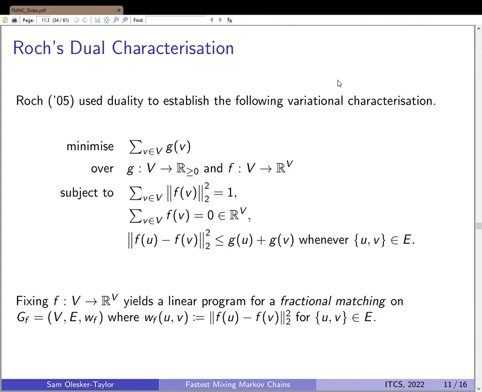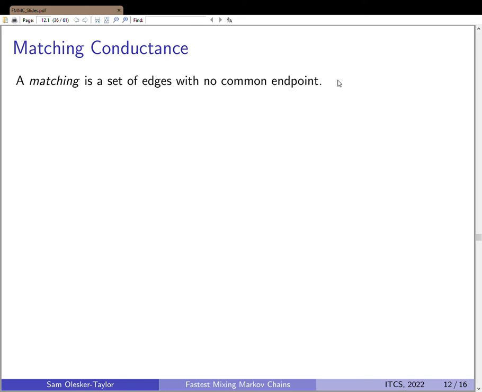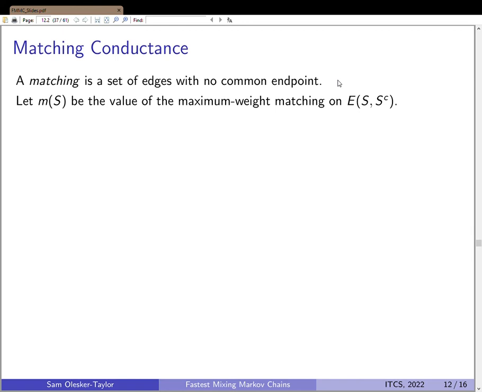Okay, so before we were thinking about edge conductance and vertex conductance, now we've got something in terms of a fractional matching. And so we introduce matching conductance. Precisely, a matching is a set of edges with no common endpoint. Let's denote by M of S the value of the maximum weight matching on the cut between S and S complement. And in the previous case this is just with weight 1 on each edge.